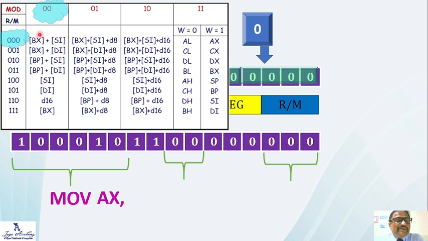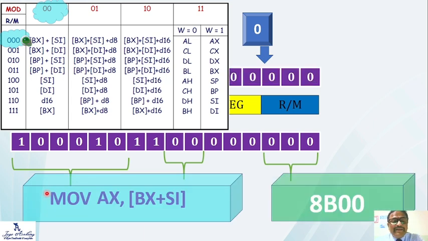Now, which is that addressing mode? It's definitely a memory. And what is that addressing mode? It is BX plus SI. We got it. So we got it, BX plus SI, and directly fix that here, which is going to be your complete assembly instruction for the machine instruction given, which is 8B00.